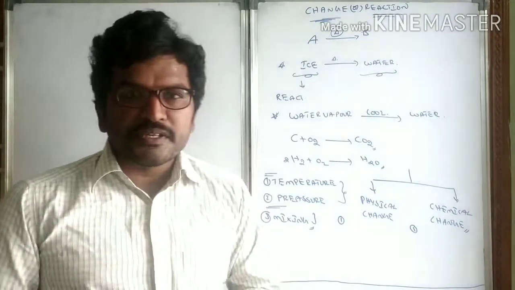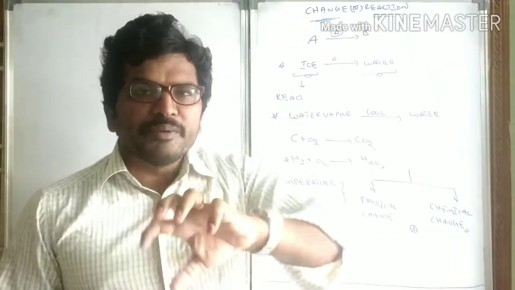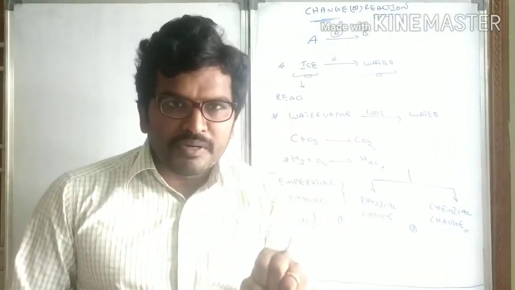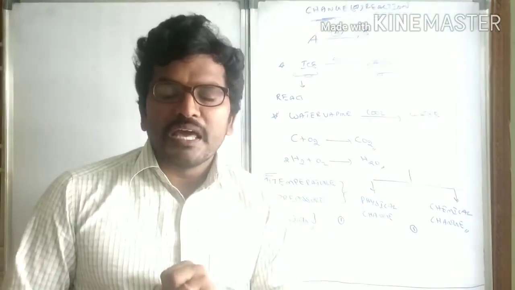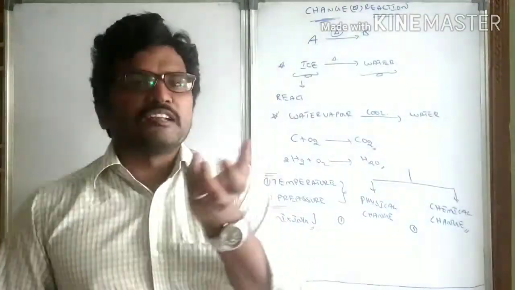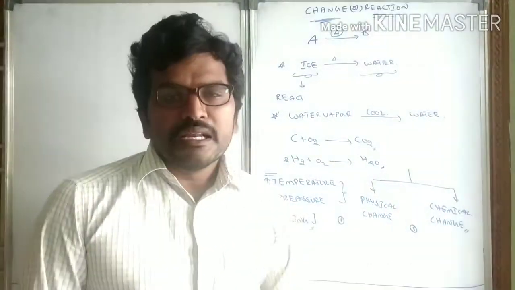Chemical change means a change in which a substance or component is converted into another component by changing the environmental conditions, and the formed ones cannot be converted back into the starting ones. That is known as a chemical change.